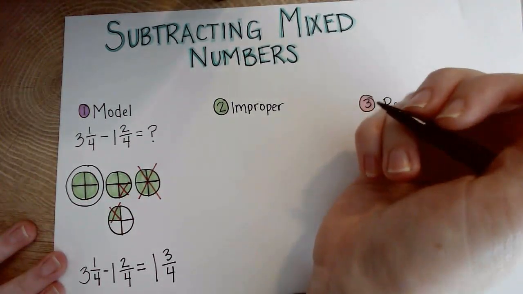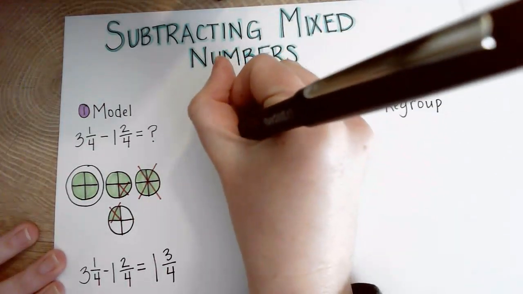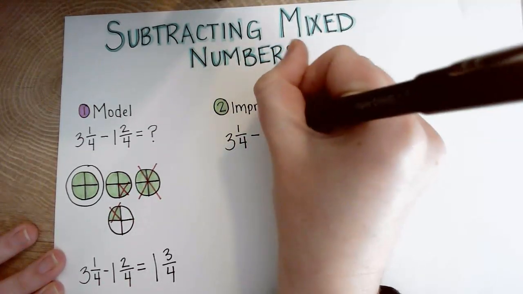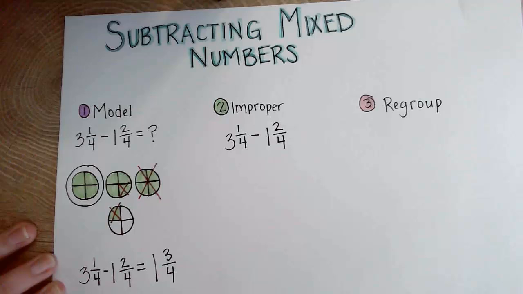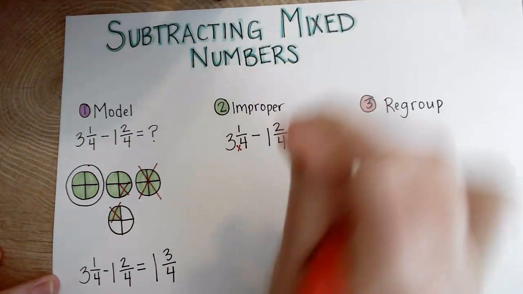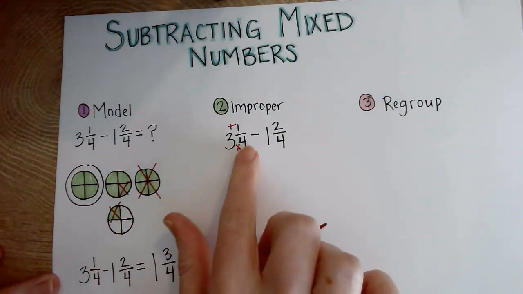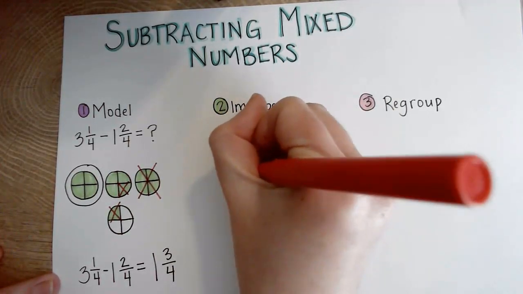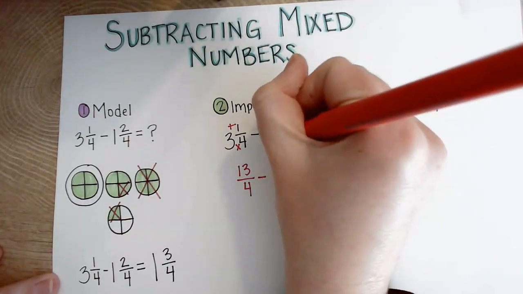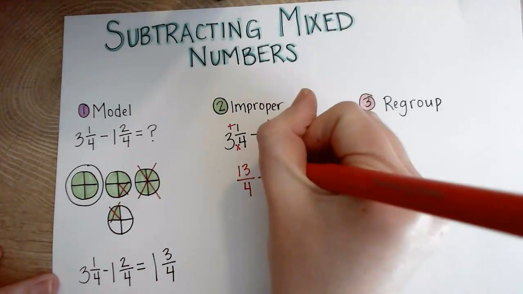So when you change a mixed number to an improper fraction, there are a couple ways to do it, but I like to teach my students a very quick trick of multiplying and adding the numerator. So what we're going to do here is multiply 4 times 3, which is 12, and we add the top. So 12 plus 1 is 13. Denominator stays the same. And we're going to do the same thing to our 1 2/4. 4 times 1 is 4. 4 plus 2 is 6.